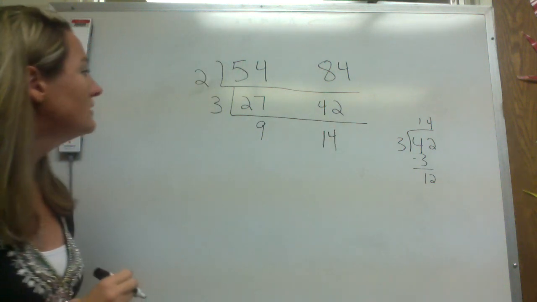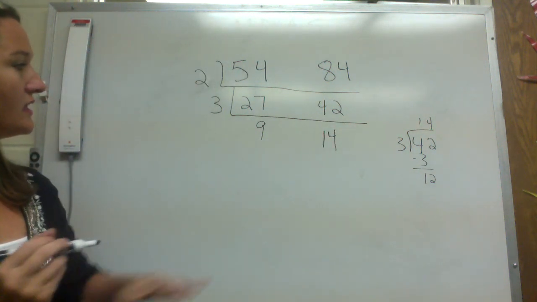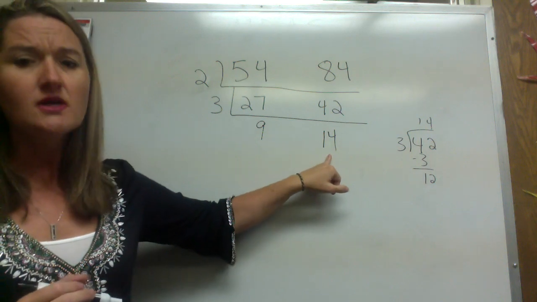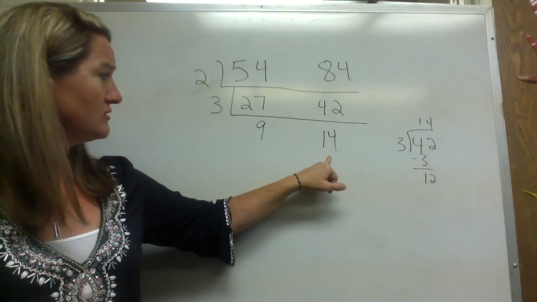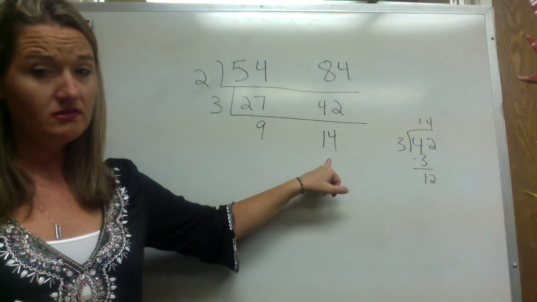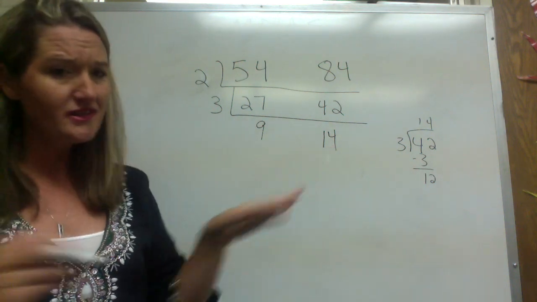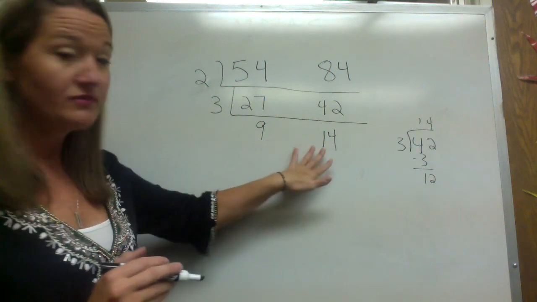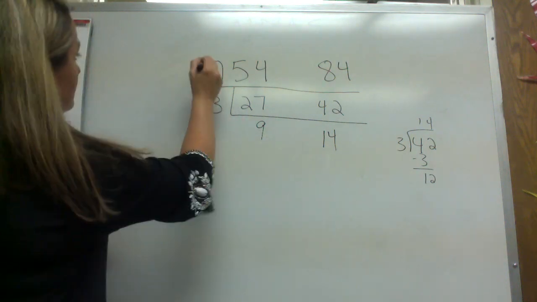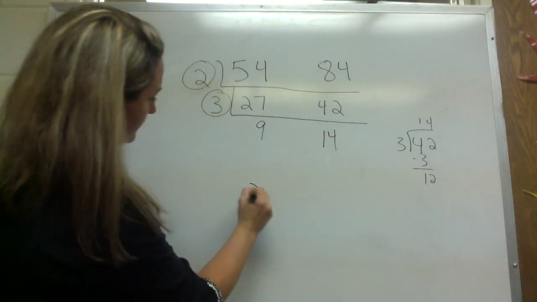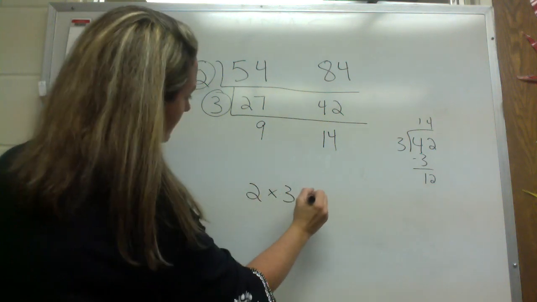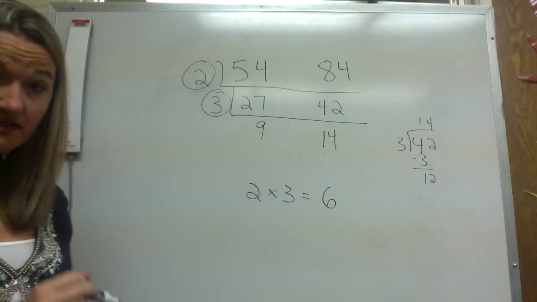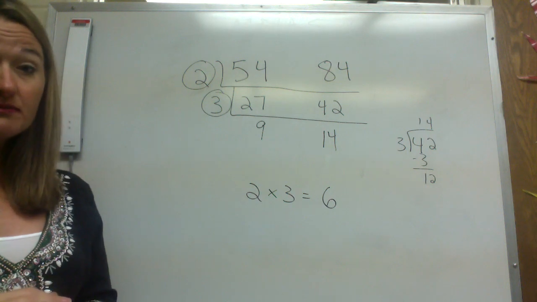All right, so now we've got 9 and 14. Do they have any in common? Well, we know it's not 2, not 3. 9 and 14 have no common factors other than 1, so we're done here. Now we look at these numbers here, 2 and 3, that we put down. 2 times 3, so 6 is the greatest common factor.